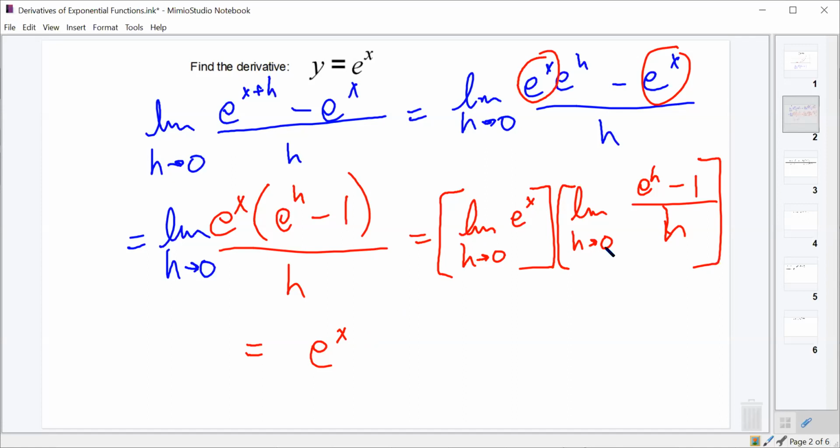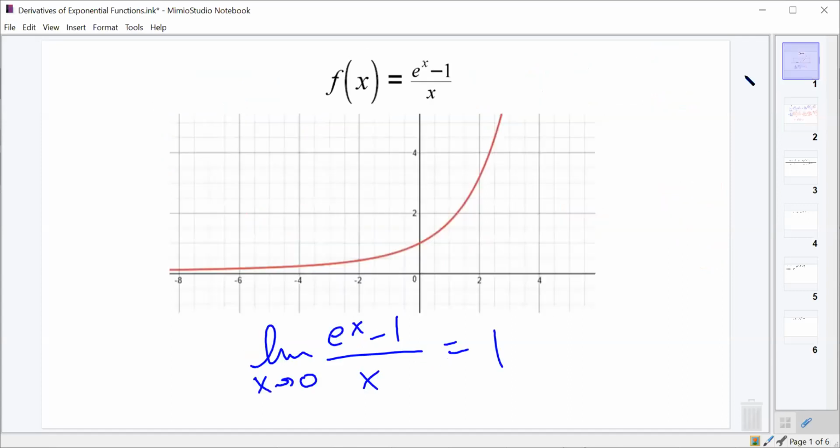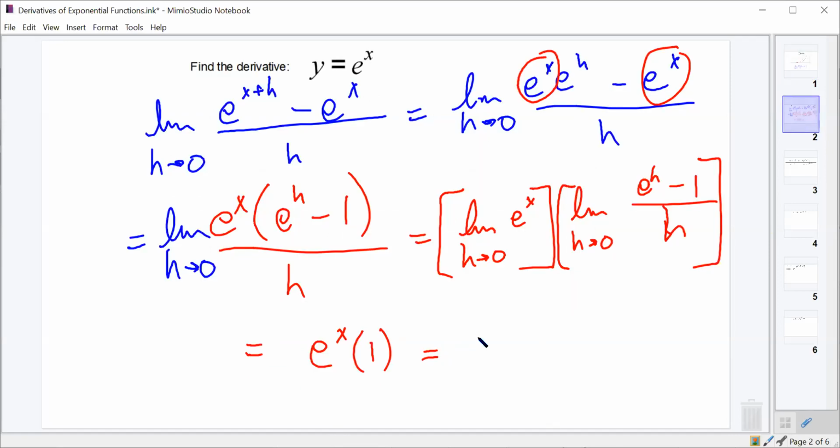What about the limit as h approaches 0 of e to the h minus 1 over h? I have that in the sandwich. 1. Why is it 1? Because of the graph you showed us before. Yeah, because of this thing I told you that we would use later on today. Right now, look at that, we're using it. Good. So it's the same thing. That's 1. So we got e to the x times 1, which is e to the x.